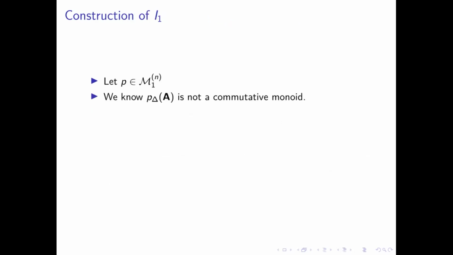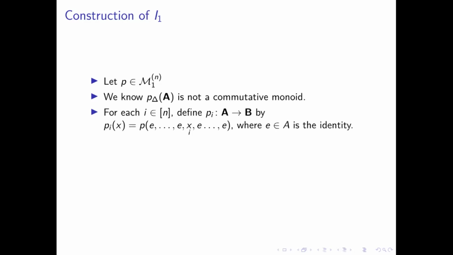Okay, so we want to look at the construction of a selection function for M1. So we're going to look at an arbitrary n-ary polymorphism in M1. In other words, what it means to be in M1 is that the image P delta of A is not a commutative monoid. And then I'm going to define another function here.